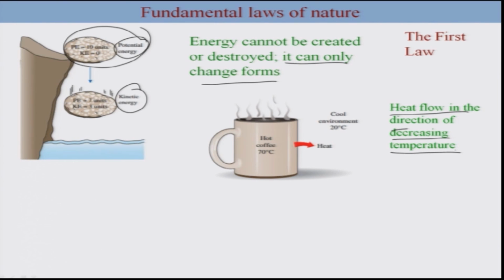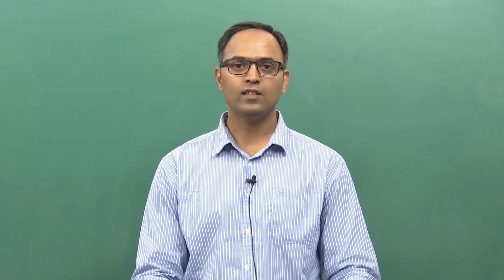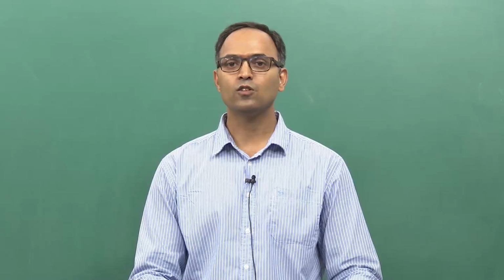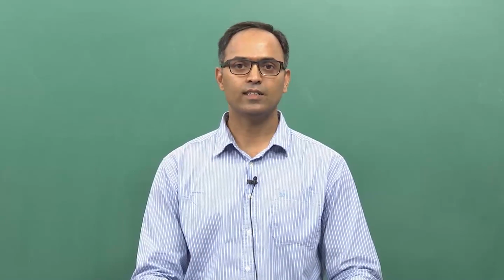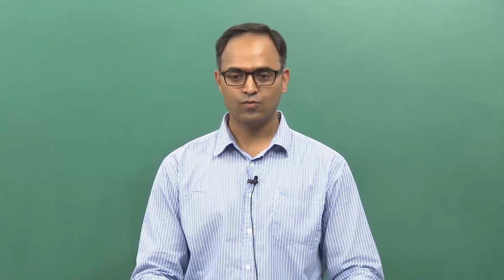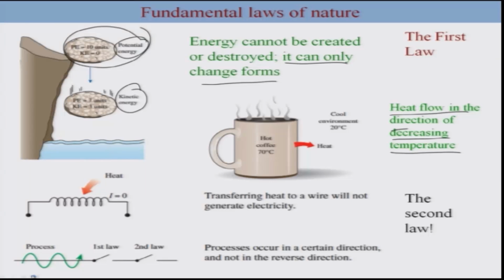However, if you take a cool coffee mug and put it in the same room, it does not automatically get heated, and we know that. So a process has a specific direction, and this aspect is not covered in the first law. This is covered in the second law, which talks about quality as well as quantity, and tells us the process occurs in decreasing quality. This is something we are going to learn in this particular course.